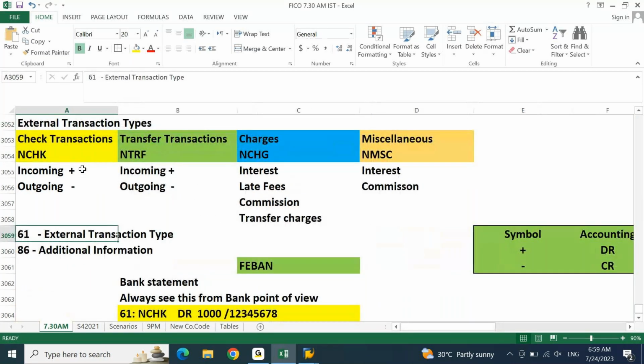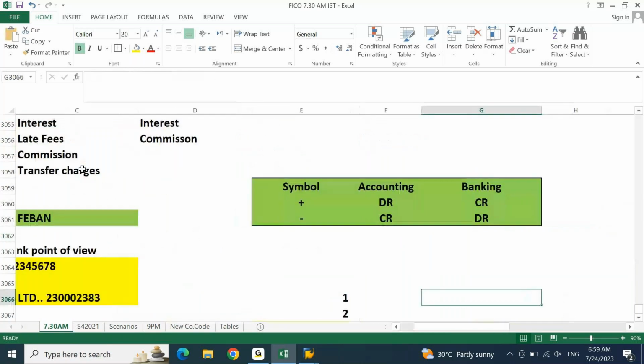Your 86, 61, and how you are going to read this, what are the account symbols. Because in manual, everything is manual, your mind is very focused on completely accounting. But when it comes to MT940, this is from the bank side, debit credit which is represented on the statement from the banking side. So this will have the reverse impact on the accounting side. We have to ensure we are not getting confused there.